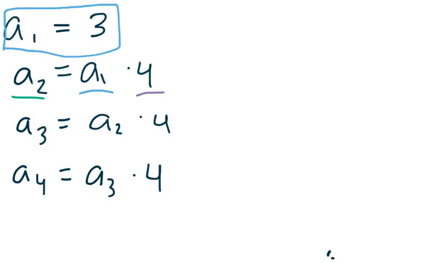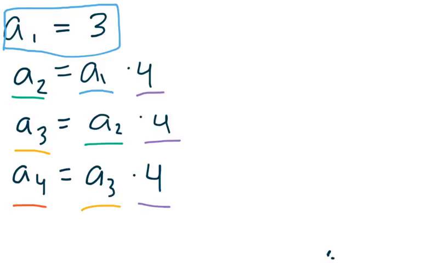If I look at the next value in the sequence, a sub 3, I see that I take the previous value, which this time is a sub 2, and again, I multiply that by 4. And then for the last value in the sequence here, a sub 4, I take the previous value, which is a sub 3, and then I multiply by 4.